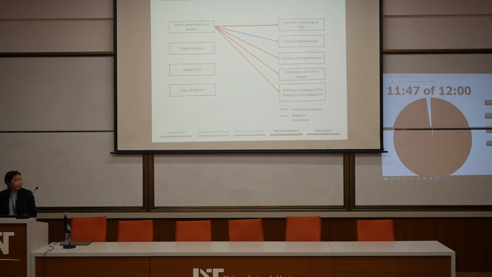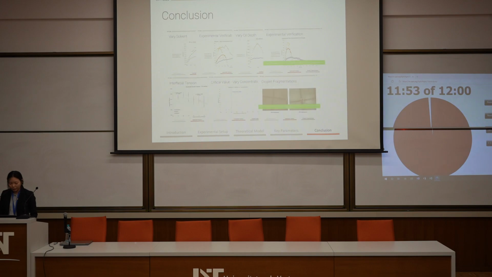The key parameters we varied in our experiments are the initial concentration, droplet volume, depth of oil, and type of solvent, in which we can conclude that by varying these parameters, we get different sizes of the droplets and different radii of the expansion, as well as different times to reach the final expansion. Okay, thank you.